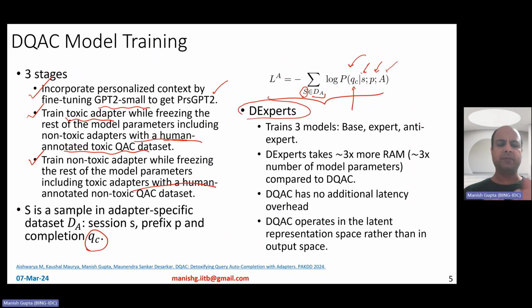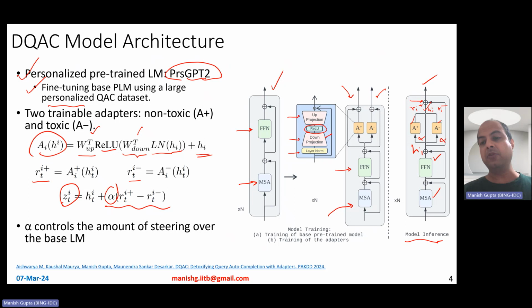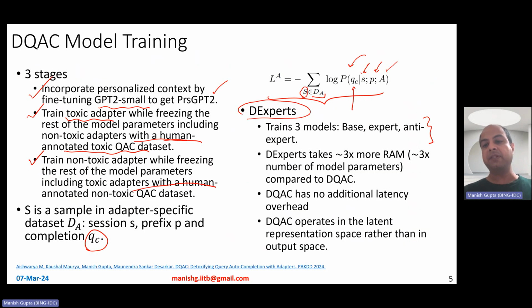If you know about DExperts, DExperts is another popular model for non-toxic generation. However, DExperts is actually a combination. It's sort of an ensemble of three different models: a base model, an expert model, and an anti-expert model. So they train three different models, rather than us, where we train only one base model but train two other adapters. So our adapters are much smaller in size. DExperts, in fact, requires 3 times more RAM compared to our model, because our adapters are so small, they're hardly contributing to the overall size of the model.